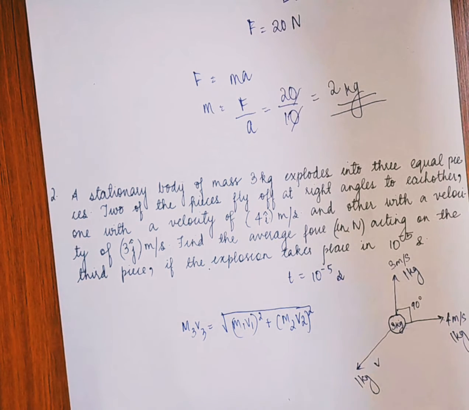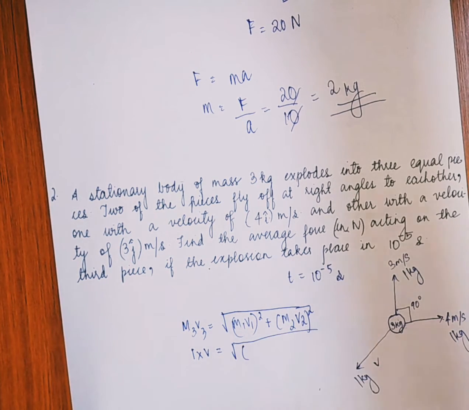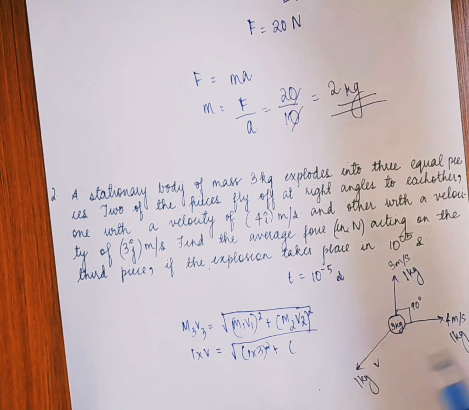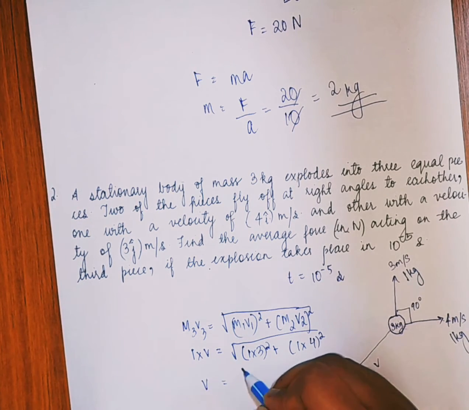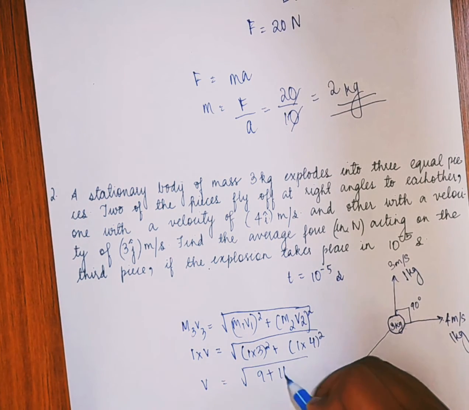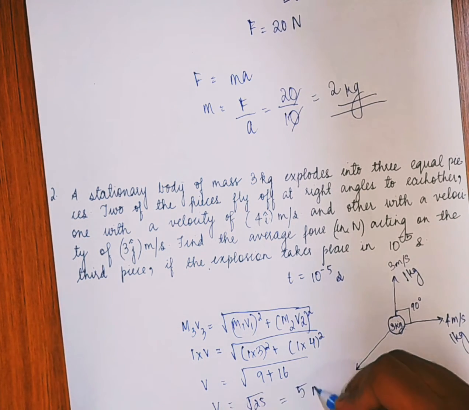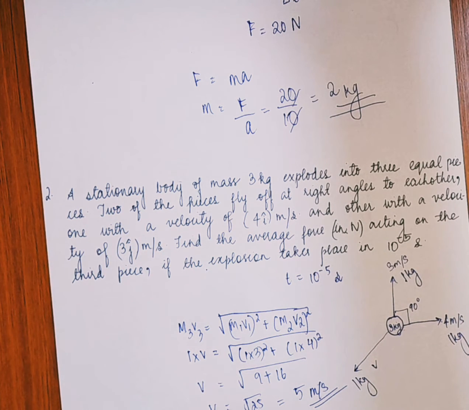Now let us substitute all the values. On substituting, mass of third body is 1. We don't know what the velocity is, put it as v itself, or v3. Root of m1 into v1 the whole square, m1 into v1 is 1 into 3 the whole square, plus m2 v2, 1 into 4 whole square. That is v is equal to root of 9 plus 16, root of 25 which is 5. So we got v as 5 meter per second. Velocity of the third body is 5 meter per second.